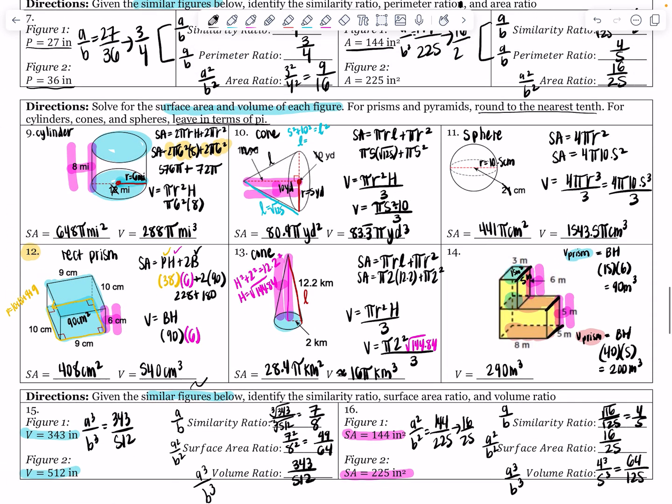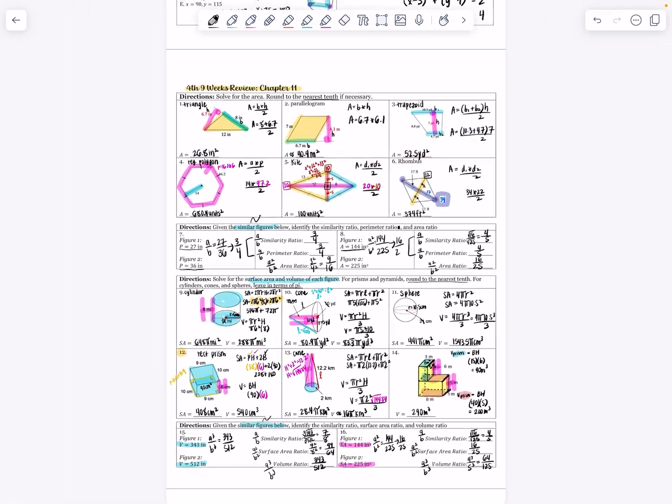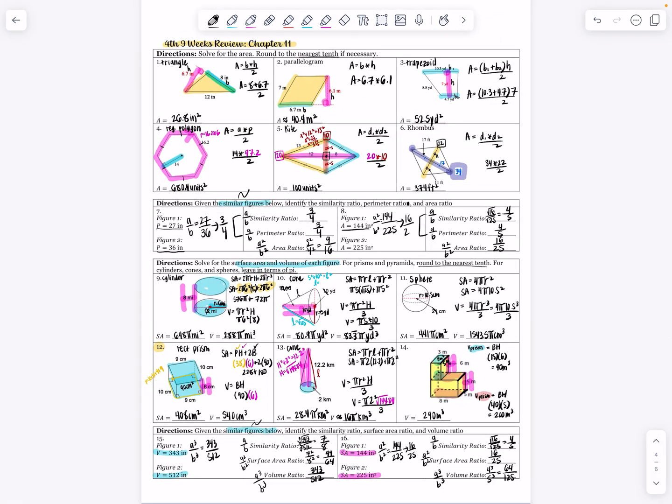And that is the conclusion of Chapter 11, Surface Area and Volume. And I will make a video or 2 for the last, which is stats.